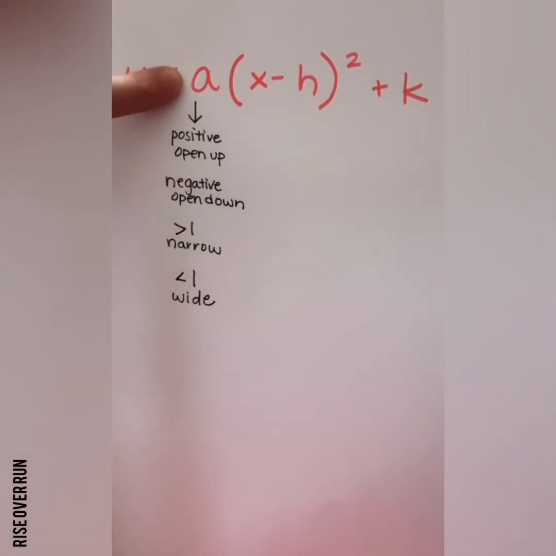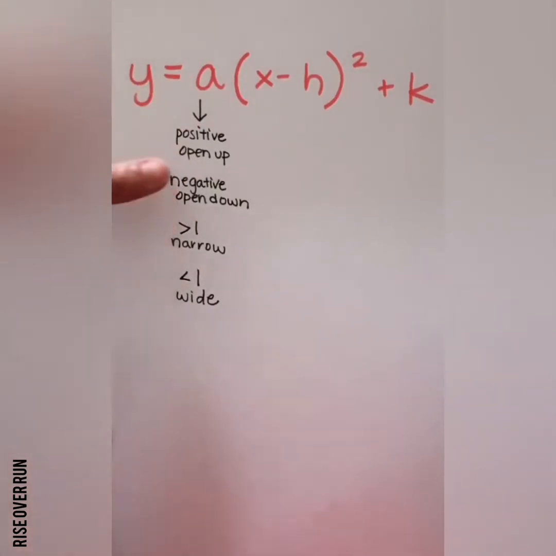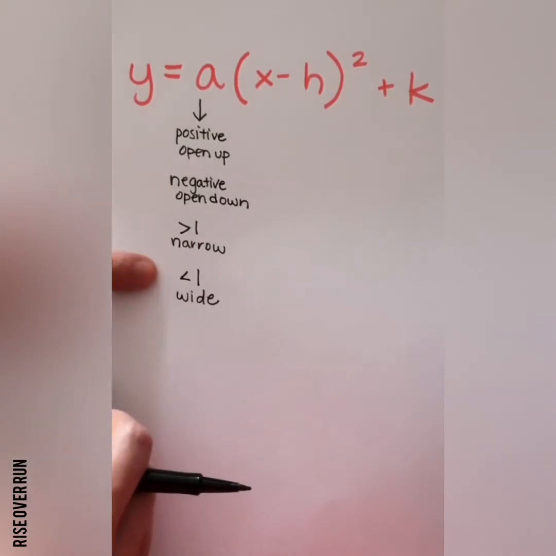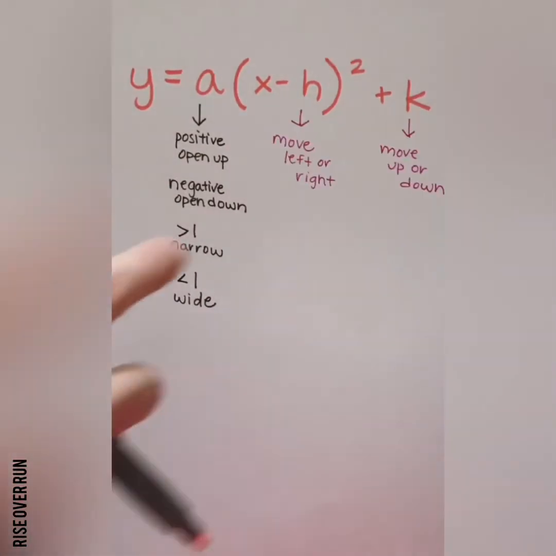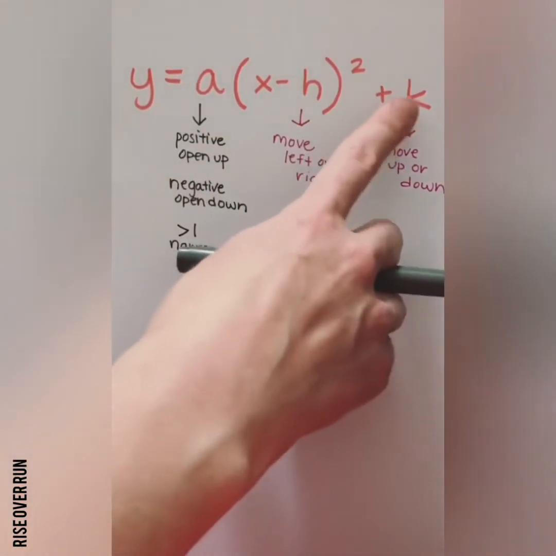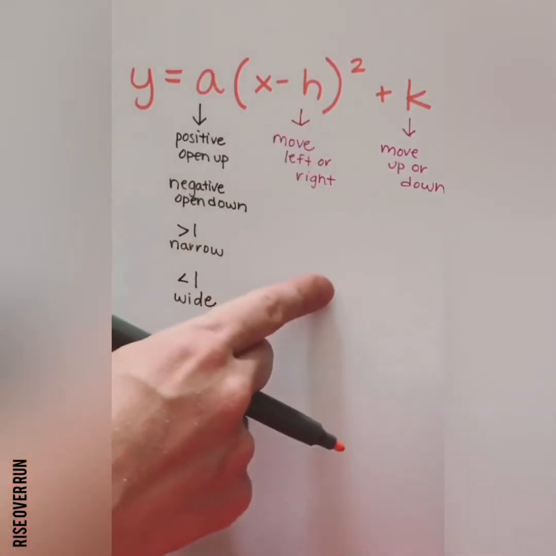If A is positive, your graph will open up. If it's negative, it'll open down. If A is greater than 1, you'll have a narrower parabola than the parent. If it's less than 1, it'll be wider. This number inside the parentheses tells us to move left or right, and this number outside the parentheses, or the constant, tells you to move up or down.